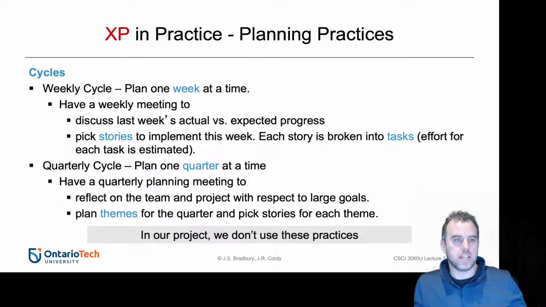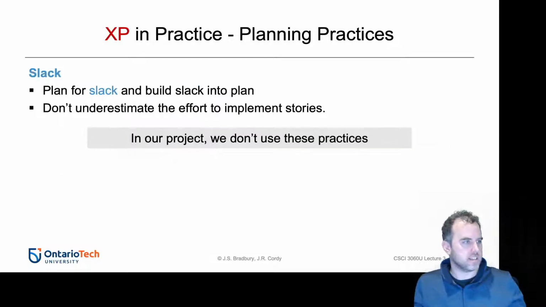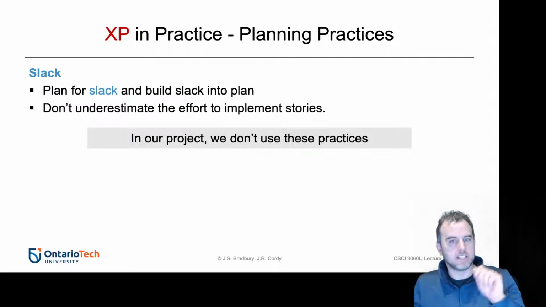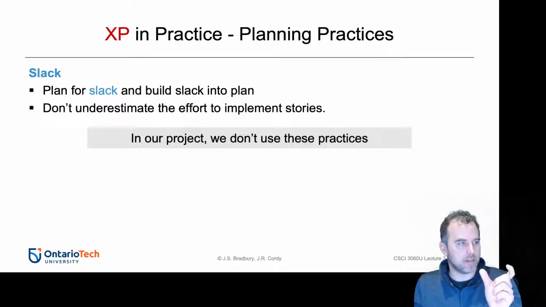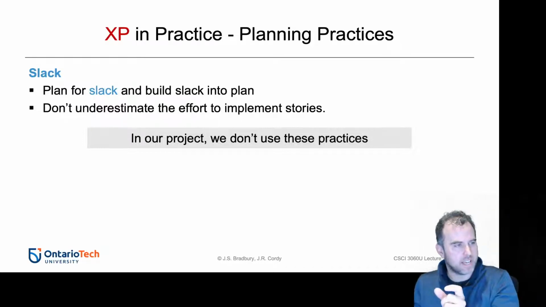And then they also plan for Slack, a different kind of Slack than the Slack tool we use. They build Slack in, meaning that they never end up underestimating the work. So there's always a bit of Slack, so that if they've underestimated, there's the amount of time they estimate plus the Slack time. That way, if they run out, they always have some extra time.